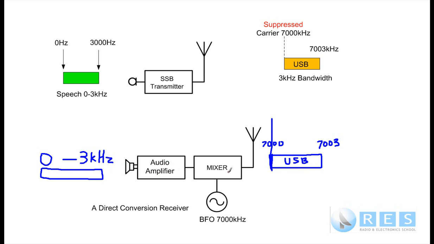It has problems, because if we were receiving a signal on, say, 144 megahertz, our BFO would need to be on 144 megahertz, and having oscillators so high in frequency makes them quite unstable.